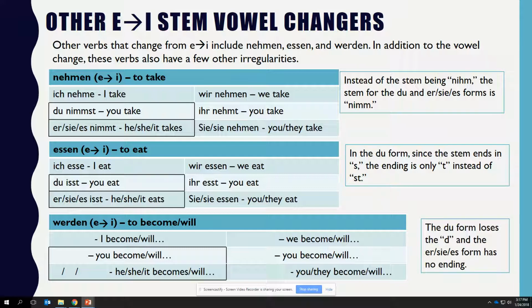For werden, the du form loses the d, and the er/sie/es form has no ending. Take a moment to conjugate werden and pause the video. You should have ich werde, du wirst, er/sie/es wird, wir werden, ihr werdet, sie and Sie werden.